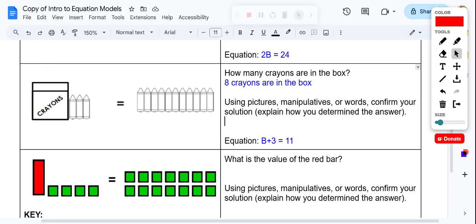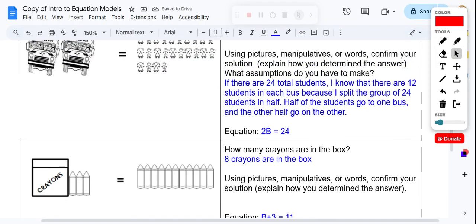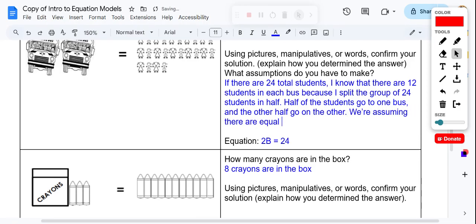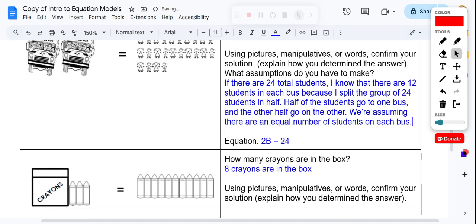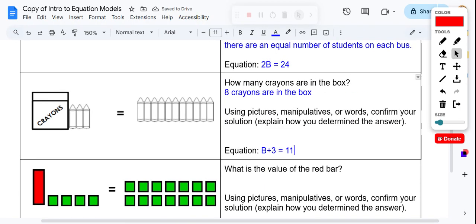Oh, you know what? We forgot to say up here, what assumption did we make? Let's add that real quick. We're assuming there are an equal number of students on each bus. How about that? That sounds better. We're assuming that there are an equal number of students on each bus. There we go. Okay, coming back to this one.